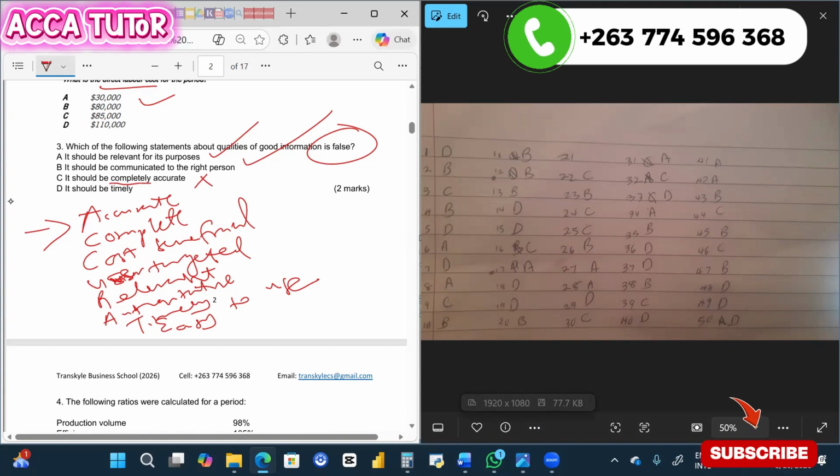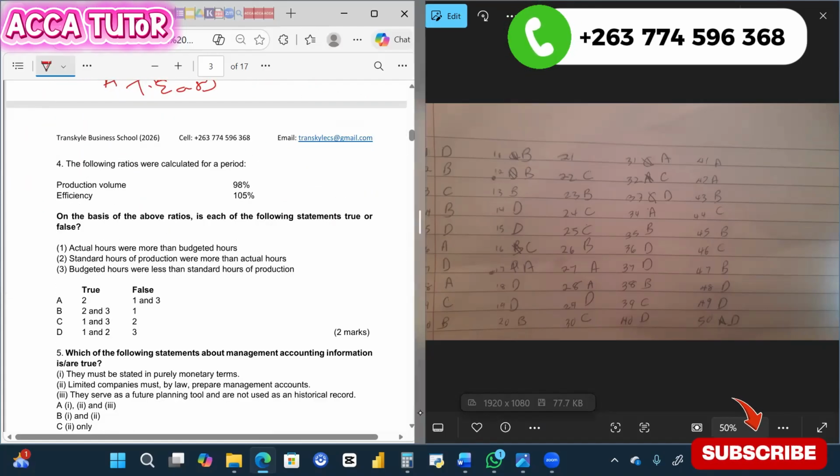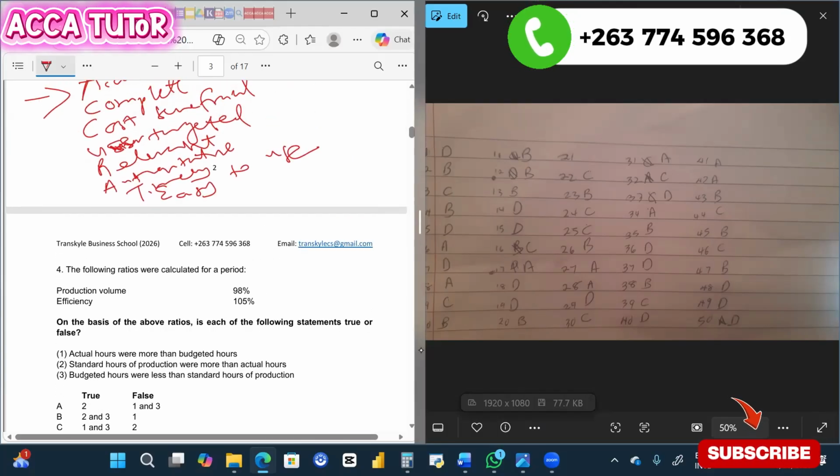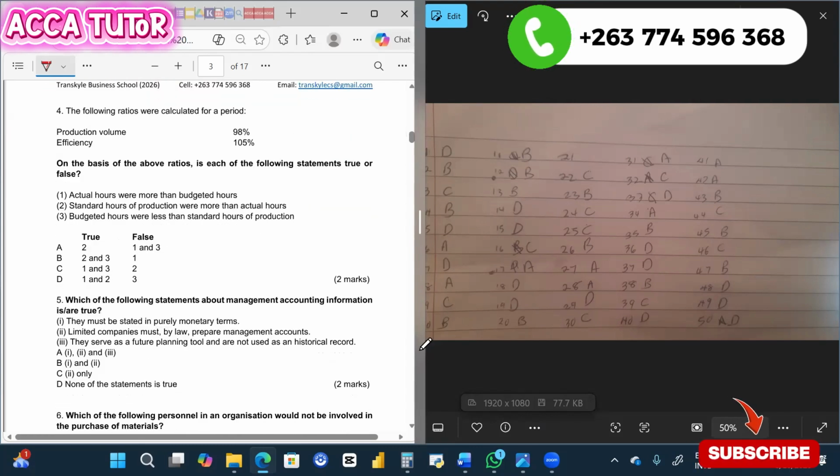D, it should be timely. Yes, timely. That's fine. So the answer is C. C is our answer, although it is false, but the question wants us to pick that one that is false. So that's the answer. Okay, let's move on. So were you passing? Seems like you're getting everything correct. You're coming up with flying colors.